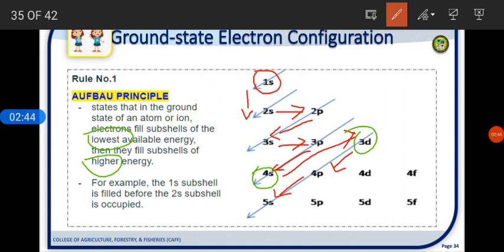From 1s, 2s, 2p, then down to 3s, and then 3s to 3p, and then down to 4s, and then going up, you will write 3d, and then from 3d down to 4p. And then 5s.